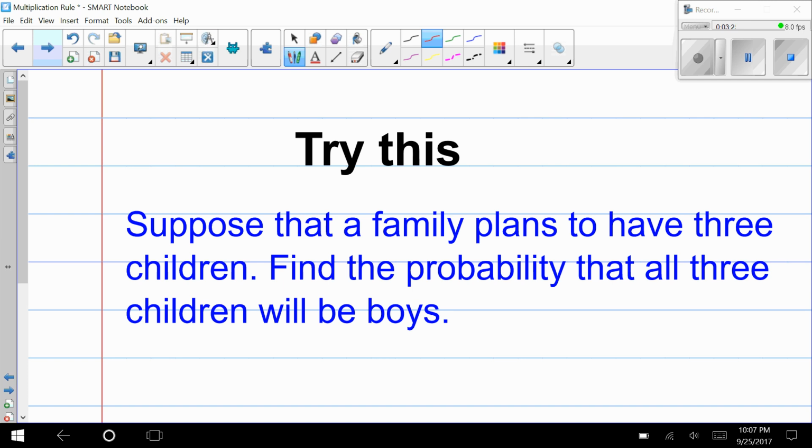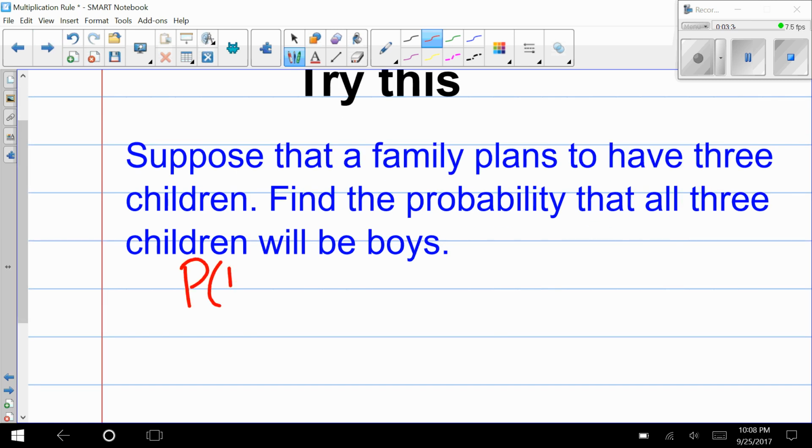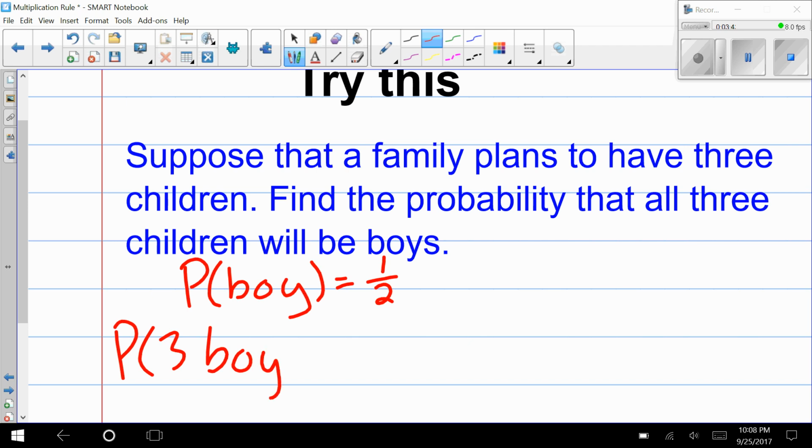So try this one. Suppose that a family plans to have 3 children. Find the probability that all 3 children will be boys. Well, we know that the probability of a child being born as a boy is 1/2. So we want the probability of 3 boys. The probability that the first one is a boy is 1/2, and the probability of the second one being a boy is 1/2, and the probability of the third one being a boy is 1/2. Multiply those out, and we get a grand total probability of 1/8.